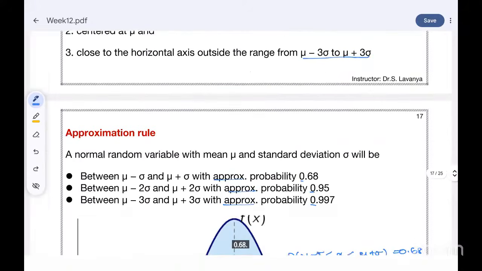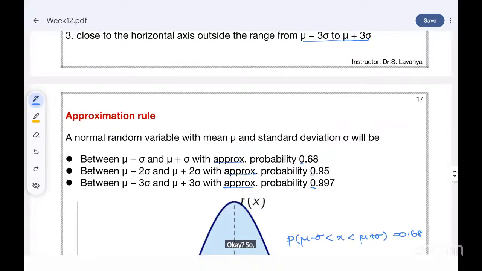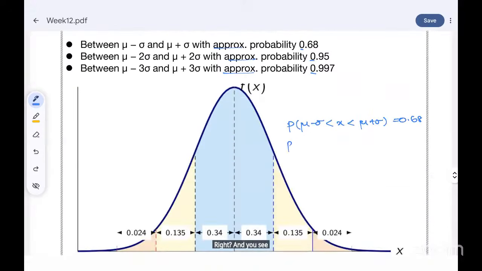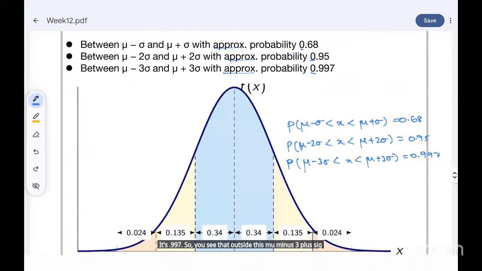Take any point, and if it lies between mu minus sigma and mu plus sigma, the probability is 68%. Right? And similarly, the probability between mu minus 2 sigma and mu plus 2 sigma is 0.95. And between mu minus 3 sigma and mu plus 3 sigma is 0.997. So outside mu minus 3 sigma and mu plus 3 sigma it is almost 0.003, which is almost like 0.